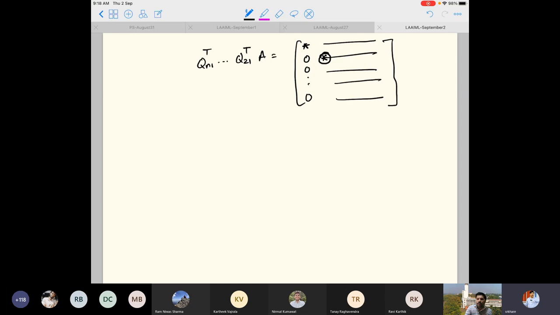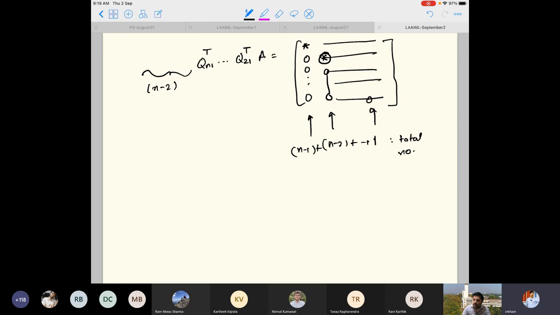You will focus on this entry and then you will construct how many? N minus 2 rotators such that these entries will turn into 0. And you will keep on doing this operation until the last one, n minus 1, becomes 0. So for this column, you require n minus 1 rotators. For this column, you require n minus 2 rotators. And in the n minus 1th column, you require 1 rotator. So these are the total number of rotators you will build.